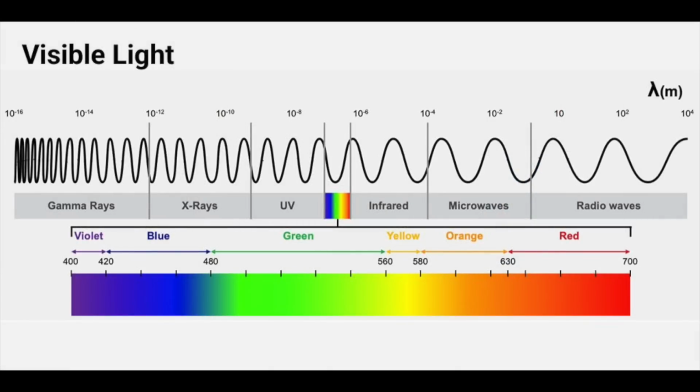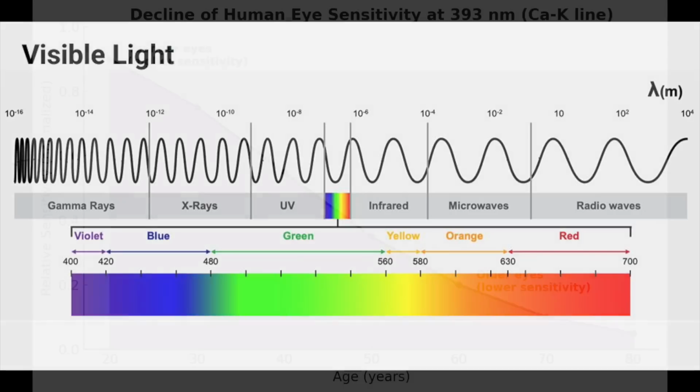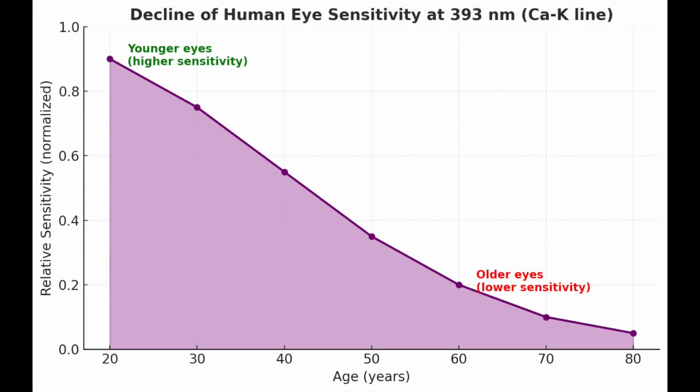Now, why is calcium K tricky to see with the naked eye? The wavelength is right at the edge of our visual spectrum, around 393 nanometers, which is dimmer and more ultraviolet-like. Human eyes are most sensitive to yellow-green light, and sensitivity drops sharply in the blue-violet range. For older adults, it's even harder because the lens and cornea naturally yellow over time, filtering out more blue and violet light. That's why calcium K is rarely used for purely visual observing. It's dim and very low contrast for most people. Instead, it's a powerhouse for imaging.